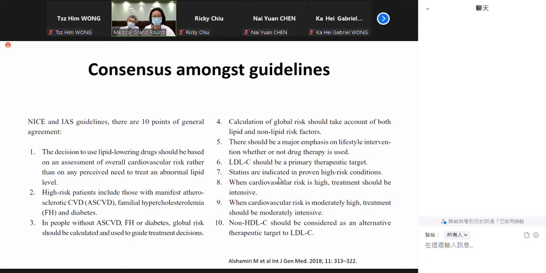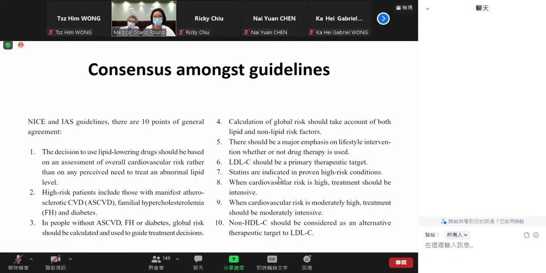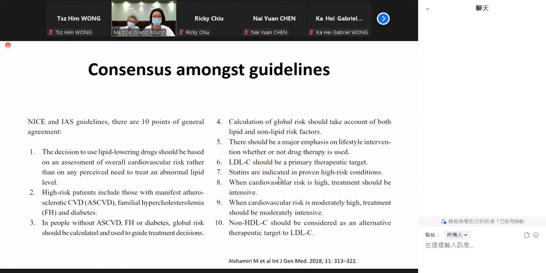But I think this is also important: before counseling people on starting a lipid-lowering drug, you should also provide them suitable lifestyle advice, regardless of whether drug therapy is used or not. And importantly, we should be using the LDL-C as the primary therapeutic target. In general, unless there are absolute contraindications, statins should still be the first line lipid-lowering drug.